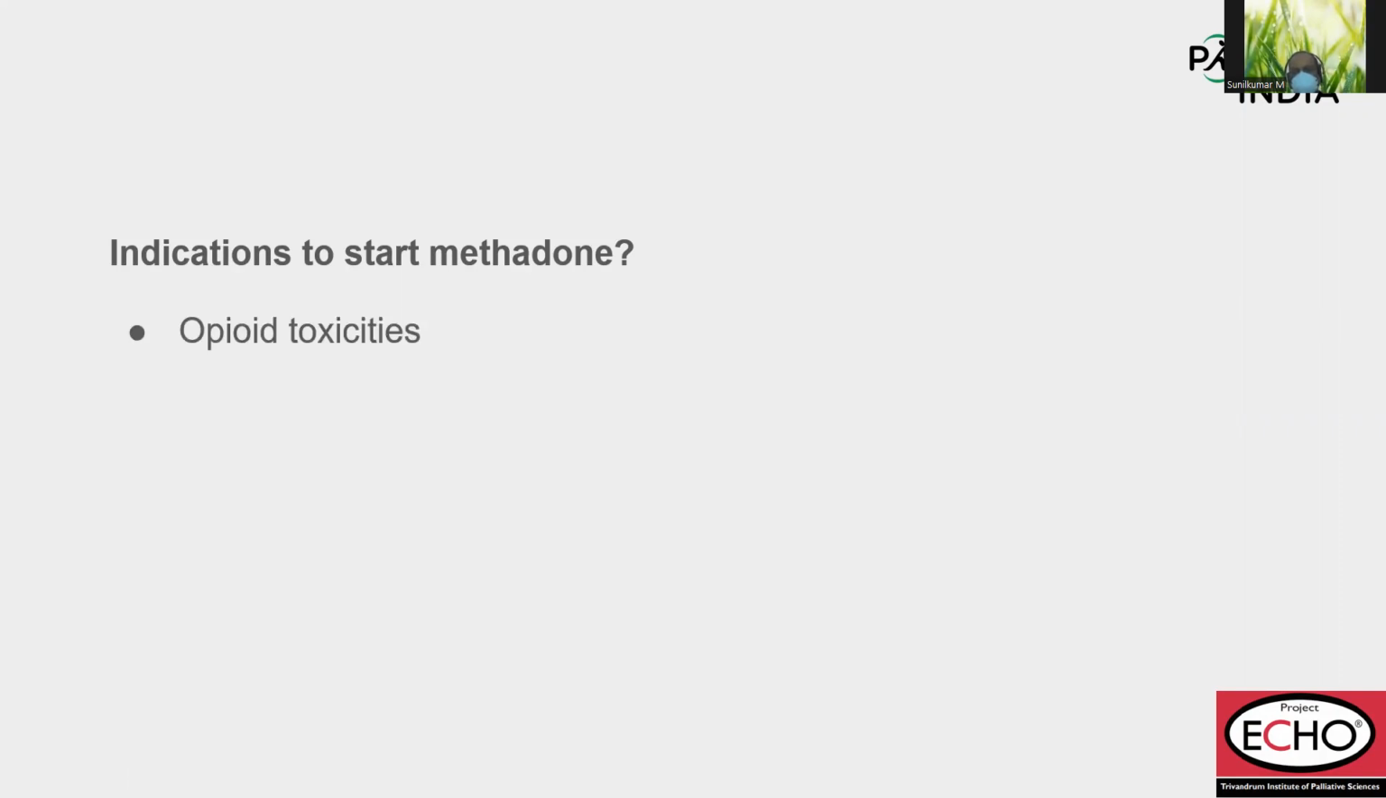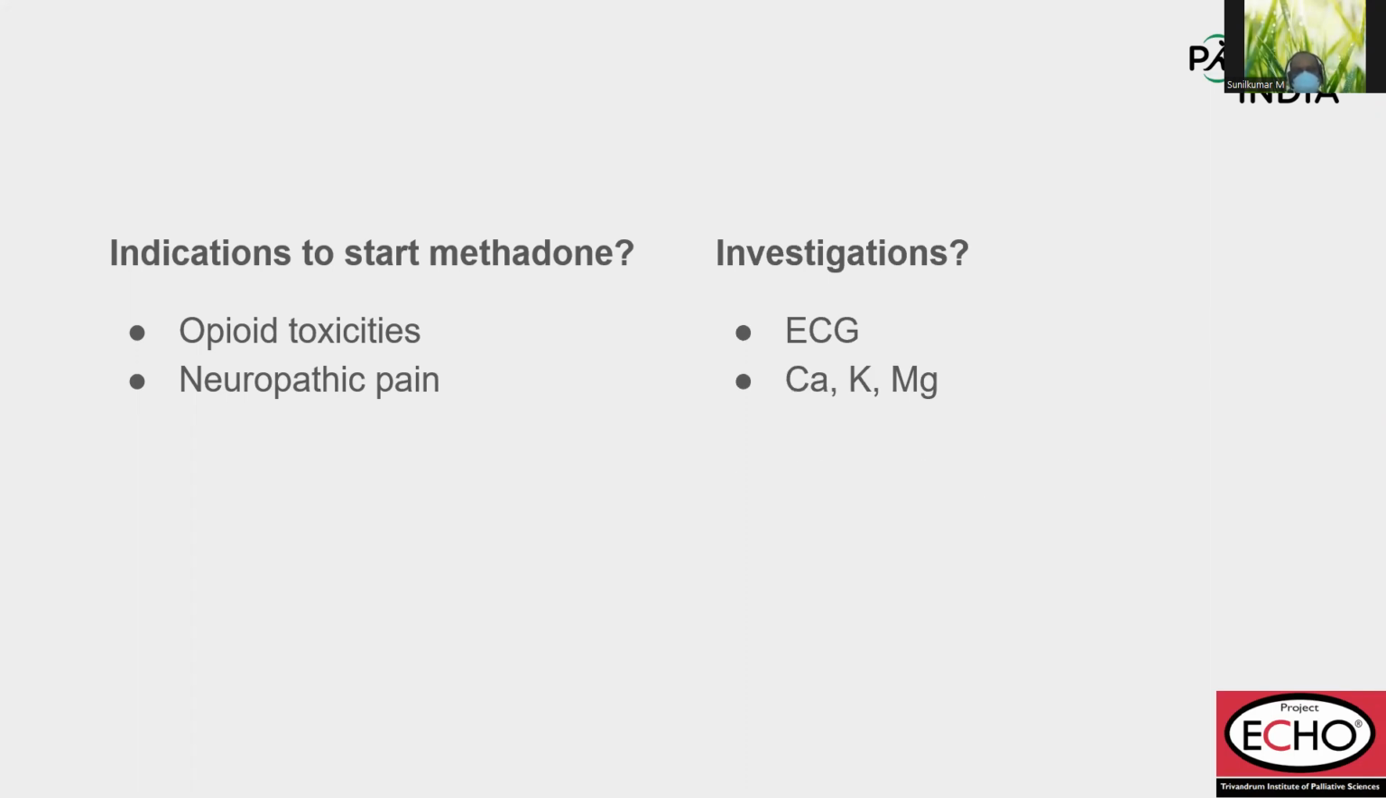Okay, so indication to start methadone. Patient had opioid toxicity, isn't it? She had myoclonus. Then it appears to be a neuropathic pain, and it's not responding to opioids. So those are the indications to start methadone. Do we need to do any investigation? What would be the goal of care in this patient? It's only comfort care. So you need not do any investigations, but if you want to, you can do an ECG, calcium, potassium, and magnesium.